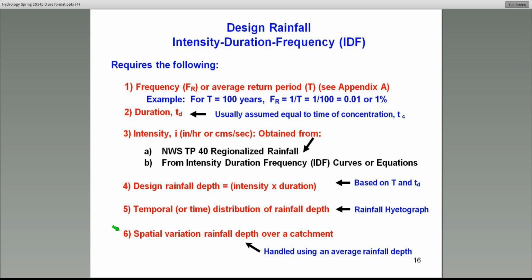Spatial, this is an issue if you're dealing with large watersheds, greater than maybe 100 square miles. Typically, the average rainfall depth has to be decreased by a certain factor, and so I'm not going to cover that here because my discussion here is primarily focusing on methods that are suitable for small watersheds or small catchments.